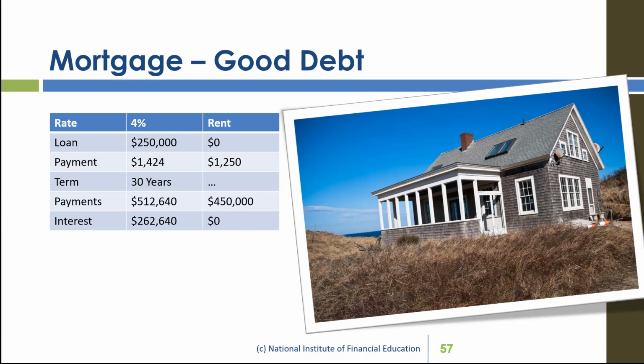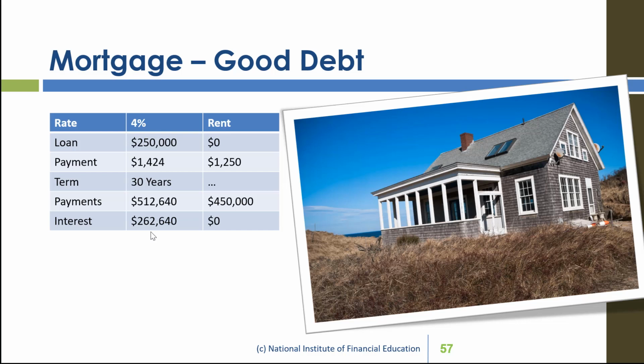Let's do a quick example because this mortgage one is important. 36 to 38% of your total gross earnings tends to go towards housing. Now, if I were to buy a house at 4% interest and I borrowed $250,000, I'm going to pay $1,424 a month. I'm paying my own mortgage over 30 years. I'll pay $512,000, and I'll also pay interest. $262,000 of those payments will be in the form of interest.